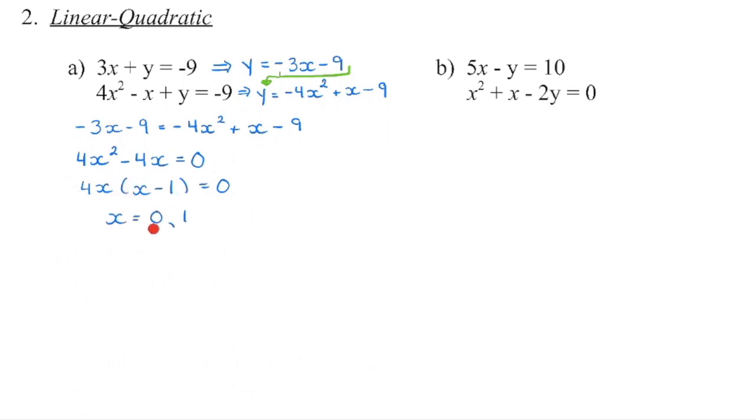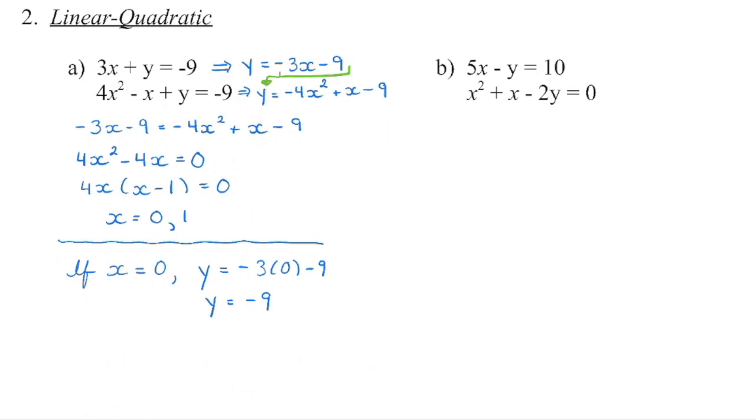We now need to substitute each of those values back into one of the original equations in order to solve for y. So this one looks a lot easier to work with than this one. So I'm going to substitute back into this equation. So we're going to start with the first solution. So if x is equal to 0, I'm going to go negative 3 times that x value of 0 and then minus 9. Negative 3 times 0 is 0, which means y is just negative 9. So my first solution is 0, negative 9.